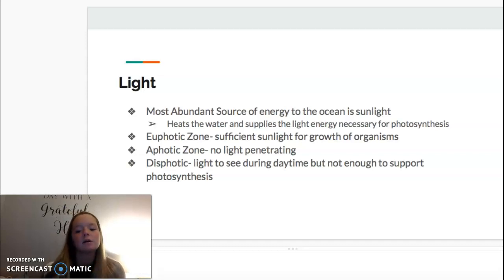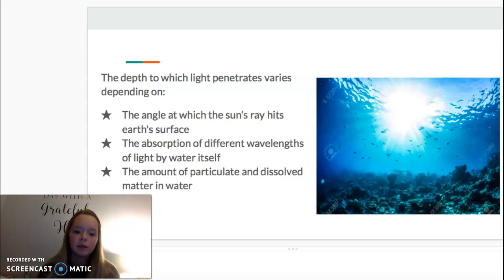The euphotic zone has sufficient sunlight for growth of organisms. The aphotic zone is where no light penetrates. And lastly, the dysphotic zone only has light during the daytime, so it's not enough to support photosynthesis like the euphotic zone.